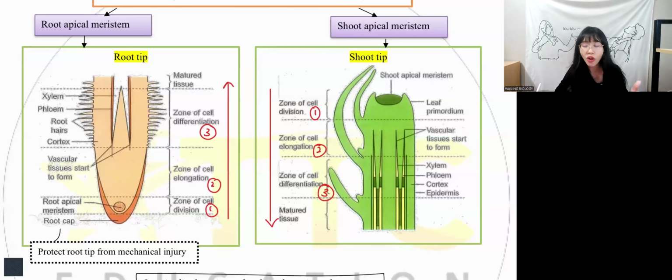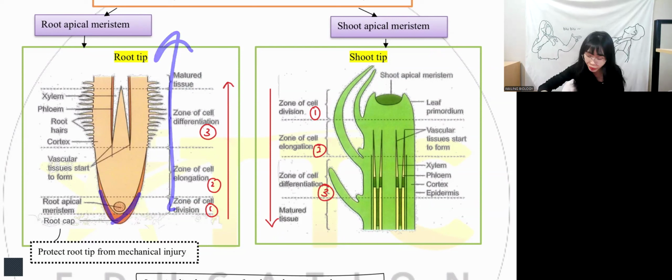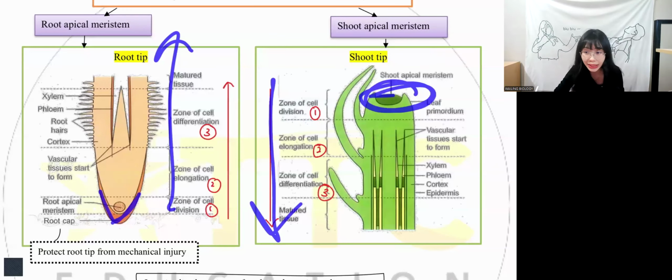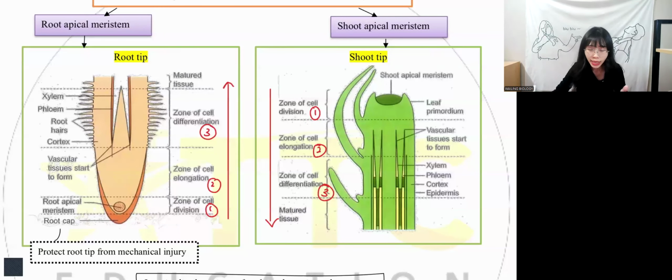Now how do I know from which direction? Because I say tip, right? Tip means this. So you have to find the tip and then look upwards. For the shoot, you find the tip and look downwards. So you find the tip itself. The zone of cell division is to increase the number of cells. So 1 to 2, 2 to 4 is to increase the number of cells.